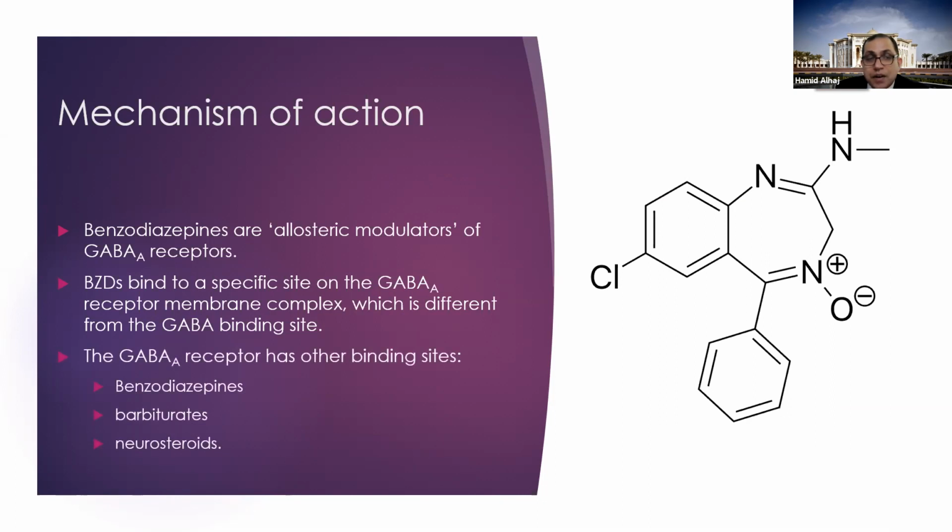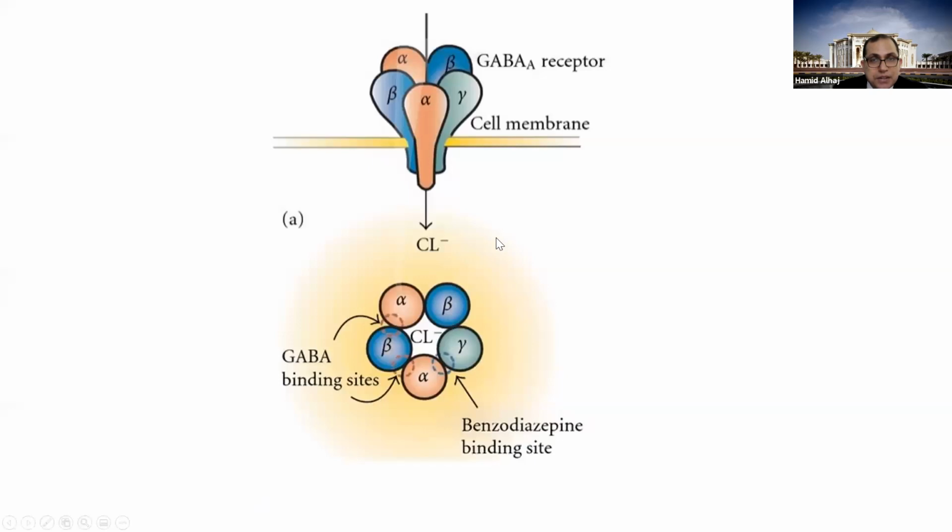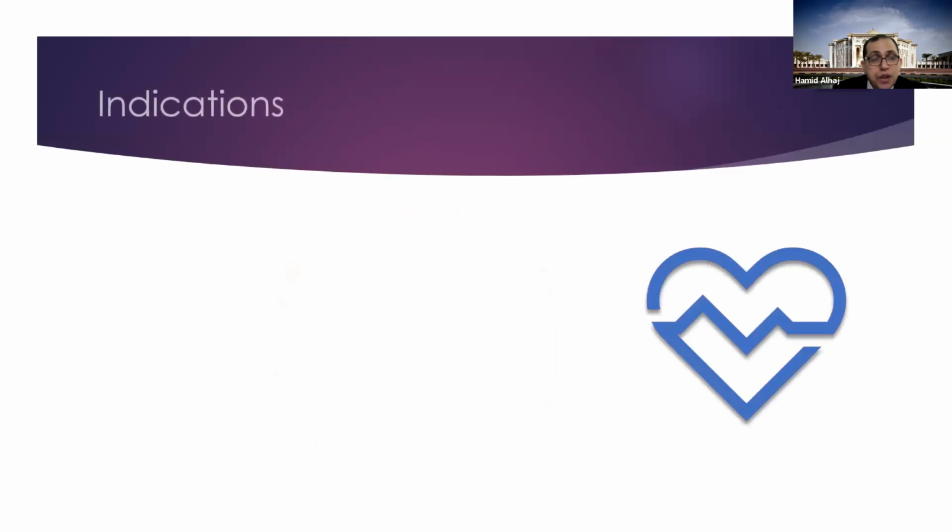The GABA receptor has other binding sites. There is the benzodiazepine site, but also barbiturates and neurosteroids have binding sites. If I explain this, the GABA receptor has alpha, beta, and gamma units. The GABA binding sites are between the alpha and beta, and the benzodiazepine binding site is between alpha and gamma. What benzodiazepines do is act as positive allosteric modulators.